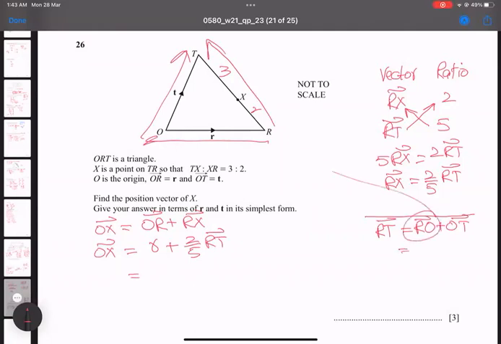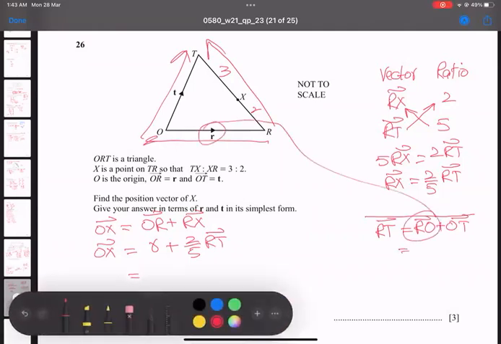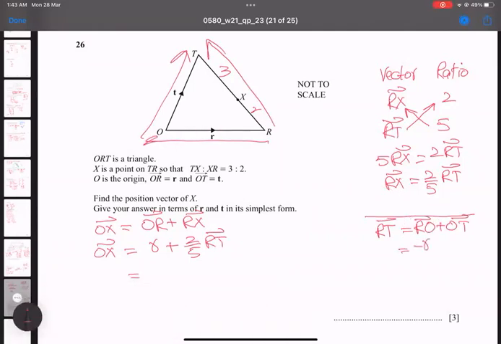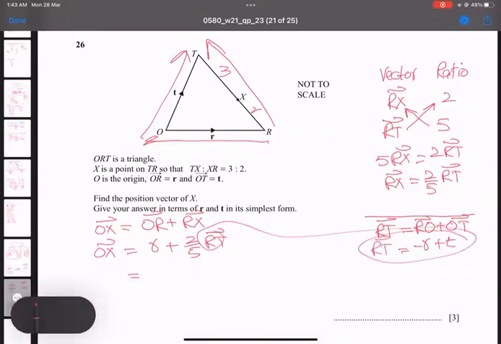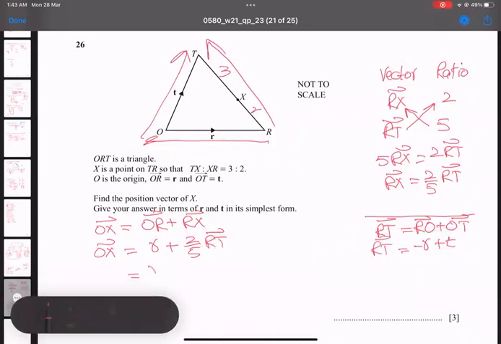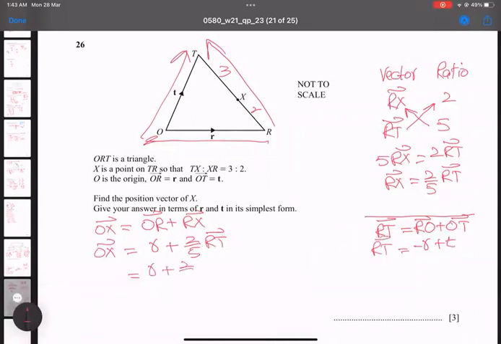R to O, when I go backwards, this is not a plus R, it will go minus R. And O to T is the same direction, so plus T. So RT, I got it. This value I'm going to plug in here. So let's see what happens then. R plus 2 by 5 in the bracket negative R plus T. And my question is going to finish now.